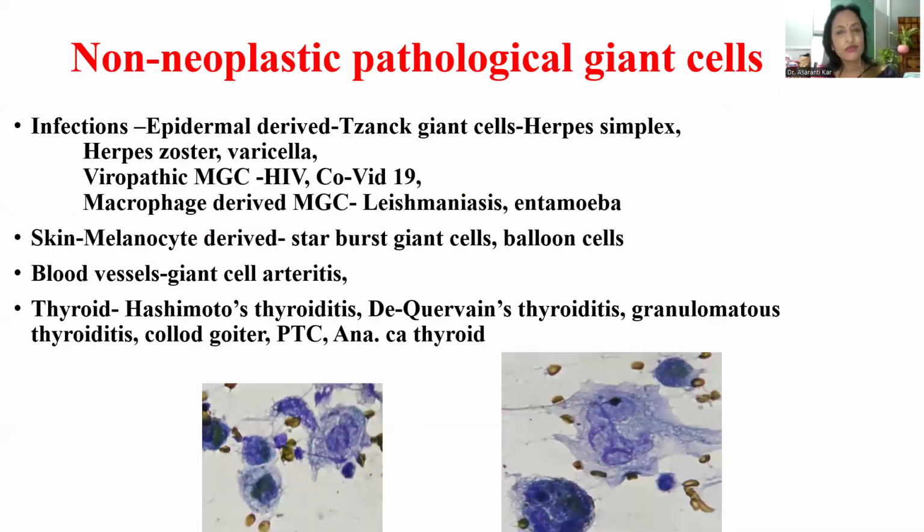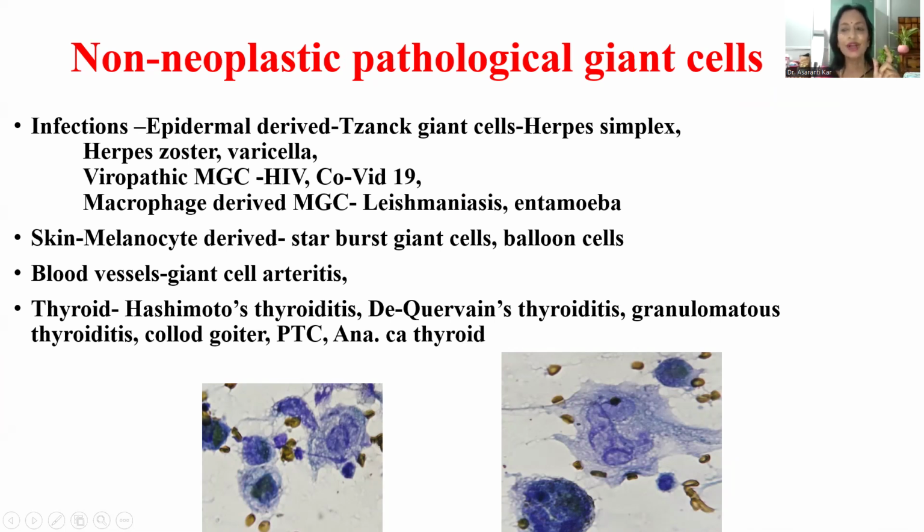Like I told, there are certain non-neoplastic pathological giant cell types which are less commonly encountered or less studied. Those can be seen in infective conditions, like epidermal derived giant cells, which are seen in viral infections like herpes simplex, herpes zoster, and varicella. The Tzanck cells are seen in vesiculobullous lesions of both infective and autoimmune origin. But the Tzanck giant cells are those where you encounter more than one nucleus, and they are seen in viral infections, like I told you.